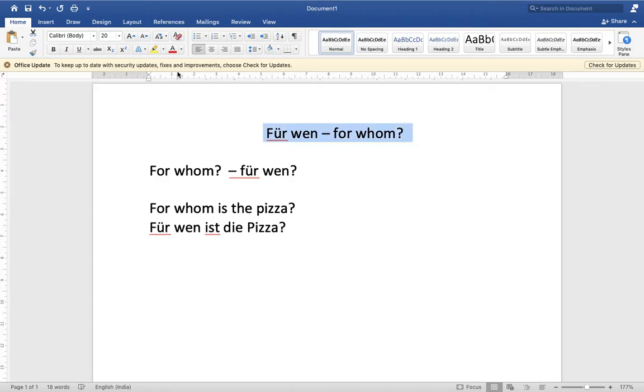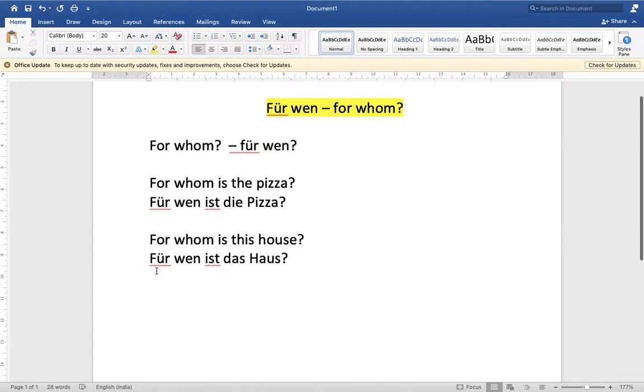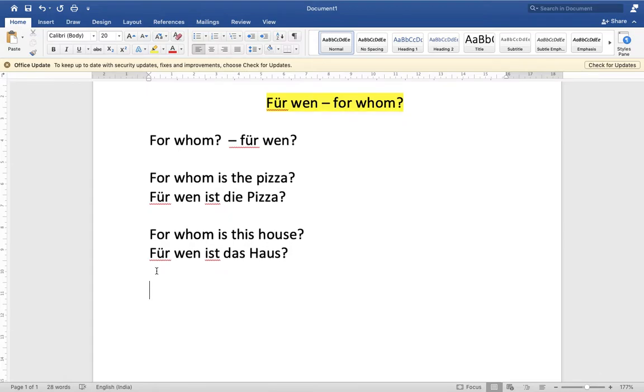And then another sentence, another question we'll see: for whom is this house? Für wen ist das Haus? Correct. Für wen ist das Haus? House. Okay. Any other question? For whom?